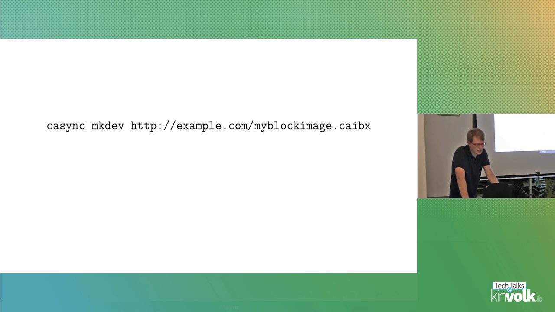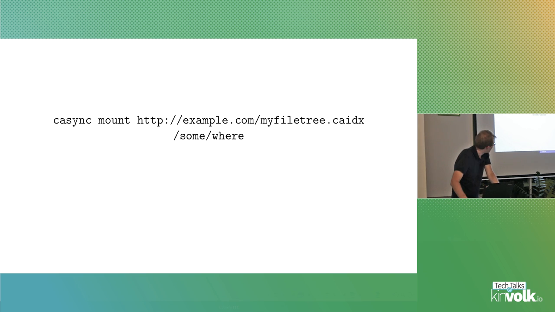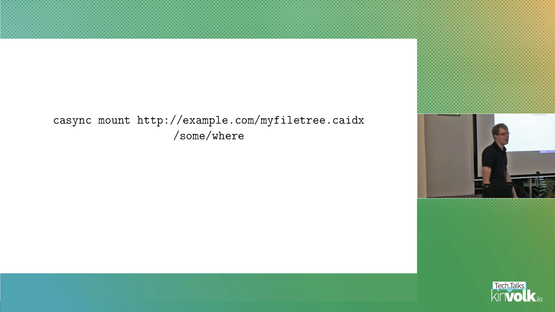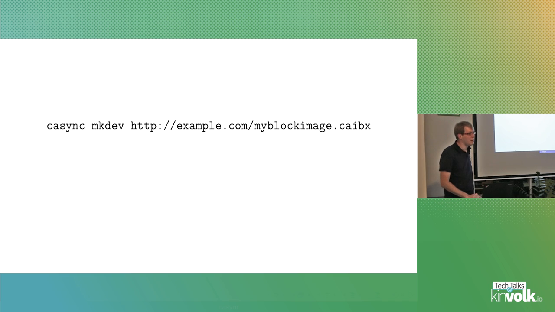So mkdev, I mean, the next slide is this. And the next slide is mount. The difference here, of course, is that CABX is the image file of a block device, but CADX is the image file of the serialization of the directory tree. So this command will take that and mount it locally on some directory, in this case /some/where, and as you access it, it will get the chunks and expose that. That uses Fuse. This uses NBD.